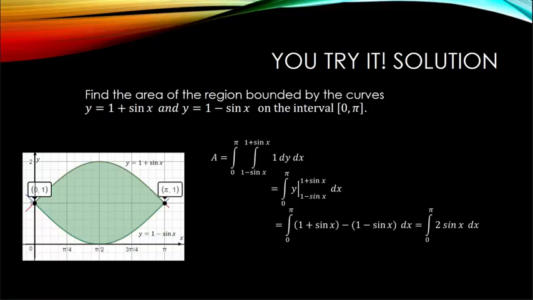This simplifies to the integral from 0 to pi of 2 sine x dx. I get negative 2 cosine x evaluated from 0 to pi, which gives me an area of 4. So this is how I can use double integrals to compute an area.